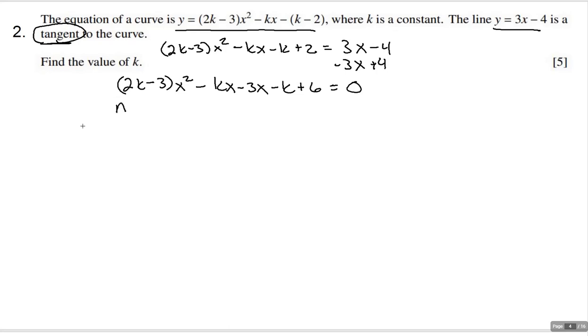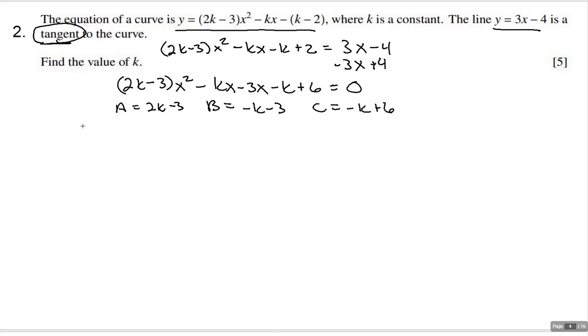So in this case, A is going to be clearly 2k minus 3, and B a little bit less clearly, but again, if you remember what I said, anything multiplied times x, so that's going to be negative k minus 3. And then c is anything not multiplied times x or x squared. Well, this is a variable, but it's not being multiplied by x or x squared, so that means my c is going to be negative k plus 6.